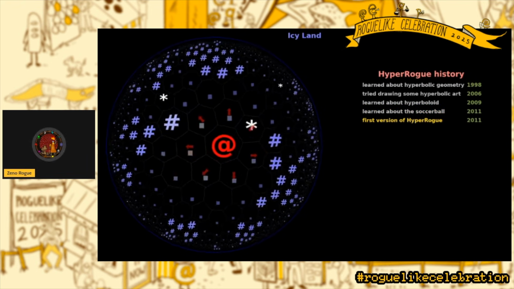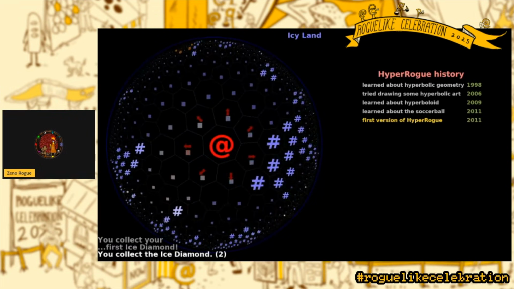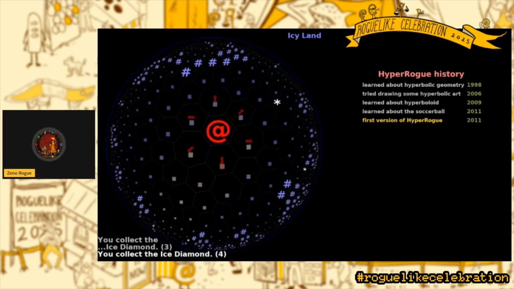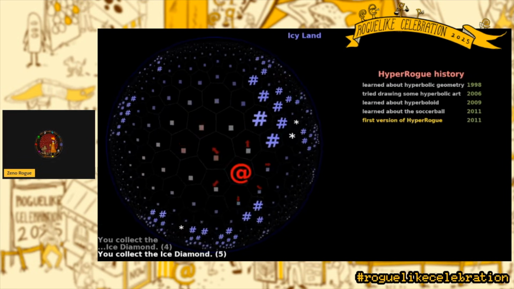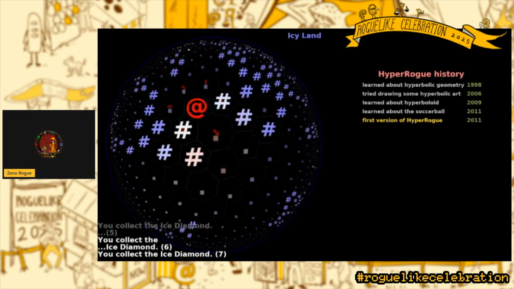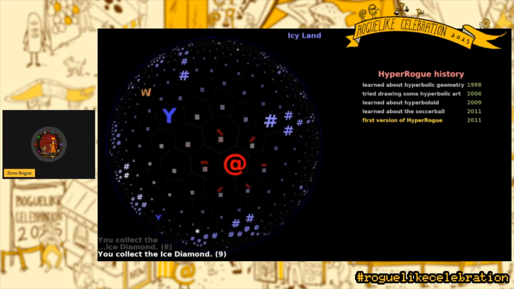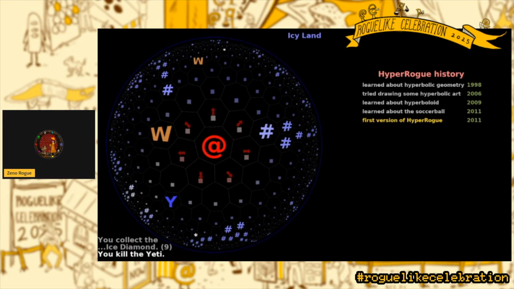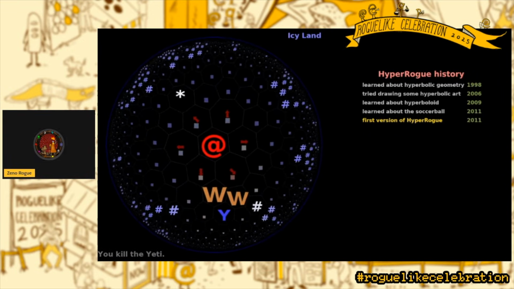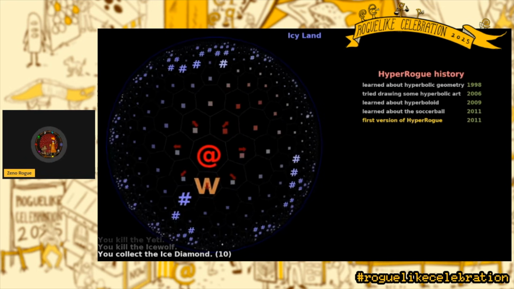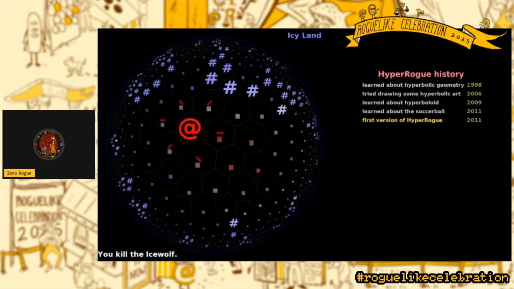So it looked like this, the first version. We travel on this hyperbolic plane. We collect some treasures and we also get attacked by monsters. You kill this monster in one hit, like this. They could also kill me in one hit, so it's balanced.